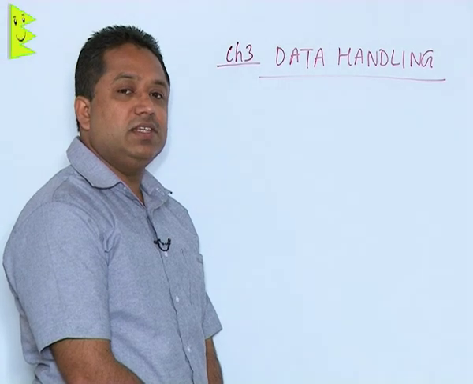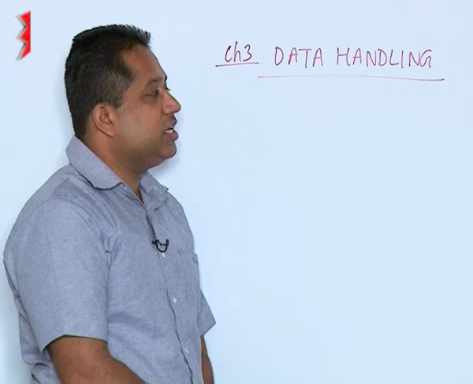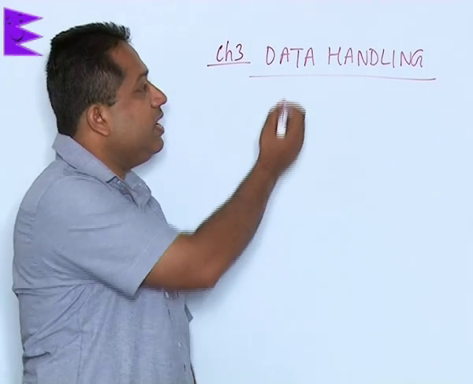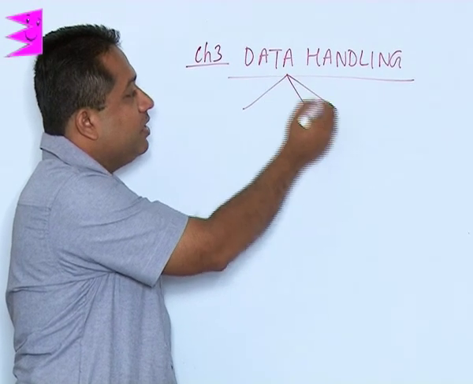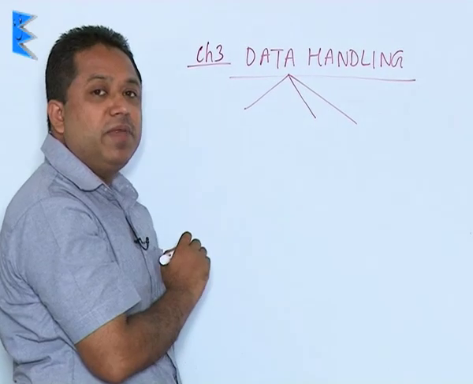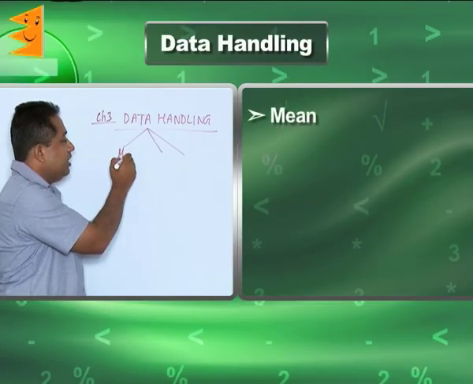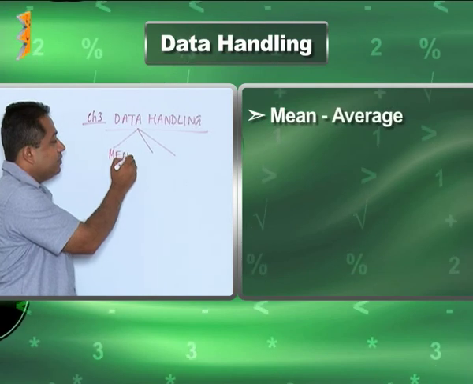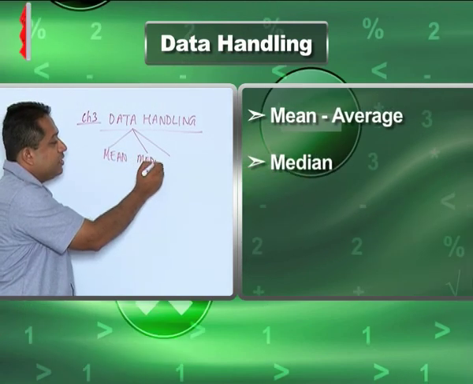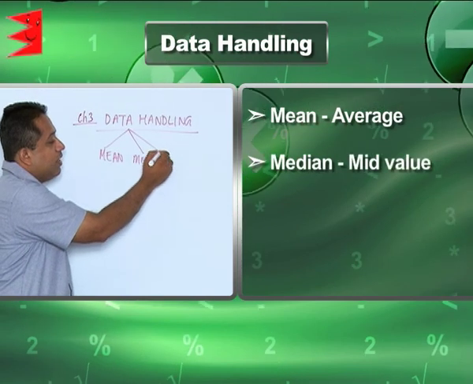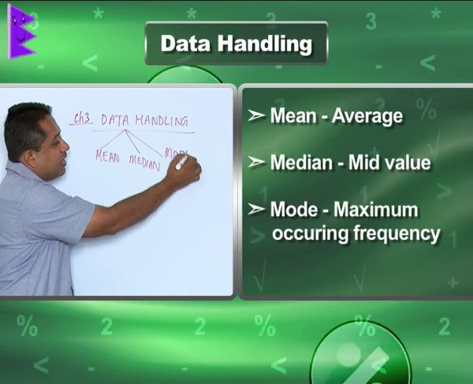and we can handle this data effectively by calculating different measures of central tendency. Now, in data handling, we will be seeing different measures by which we can make all this information meaningful. One of them we will see is mean, which is the average. The other we will be seeing is the median, which is actually the mid value, and the other we will be seeing is the mode, which is the maximum occurring frequency.